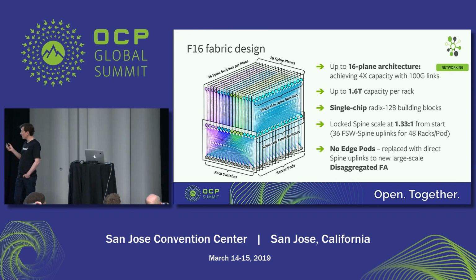And we also eliminated the edge pods. We replaced edge pods with direct spine connectivity to our next generation large-scale disaggregated FA. Edge pods served us very well. What they did, they abstracted the differences between the fabrics to the aggregation tier. They minimized the radix and normalized the radix on the uplink connectivity. And they also greatly simplified the routing by abstracting all the fabric internals from FA and enjoying the benefits of full mesh FA.